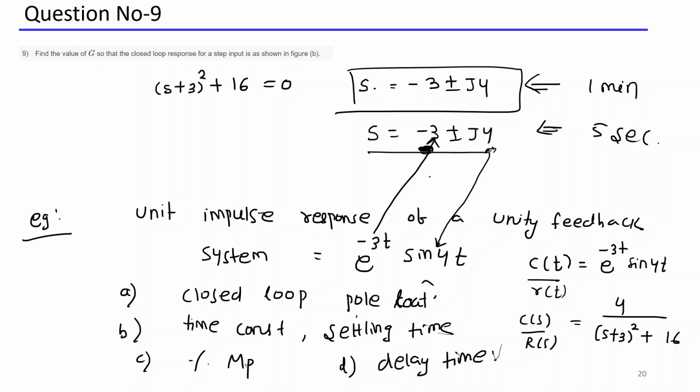This is in detail, sir. Actually, you have to go through it in detail. Please repeat this thing once, sir: e to the minus 3t related to minus 3.